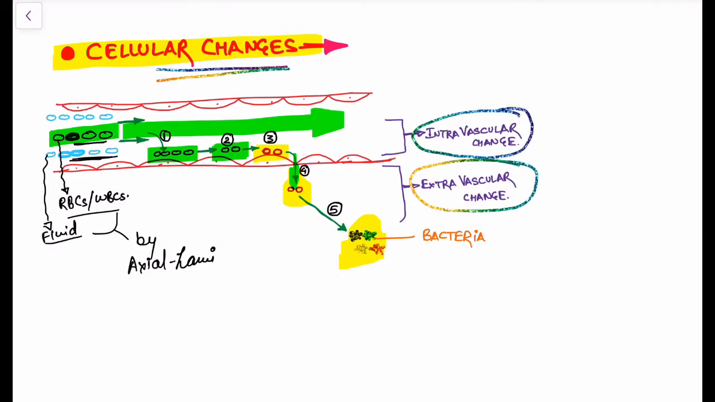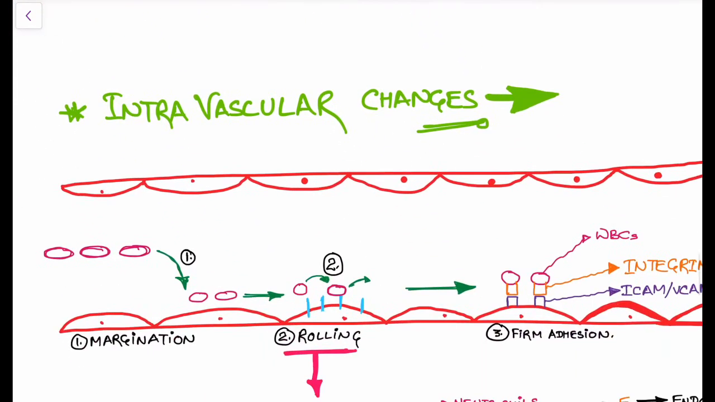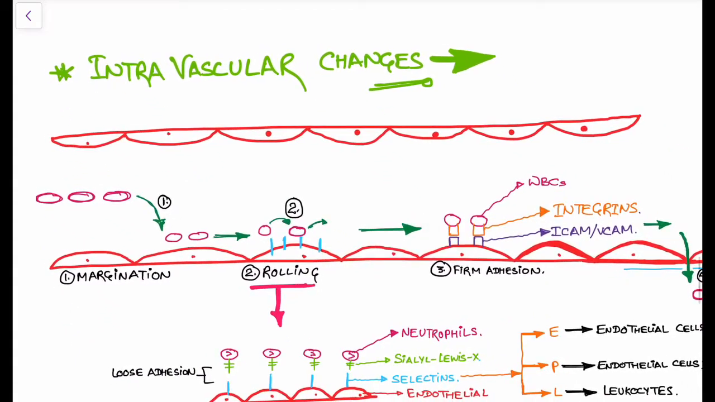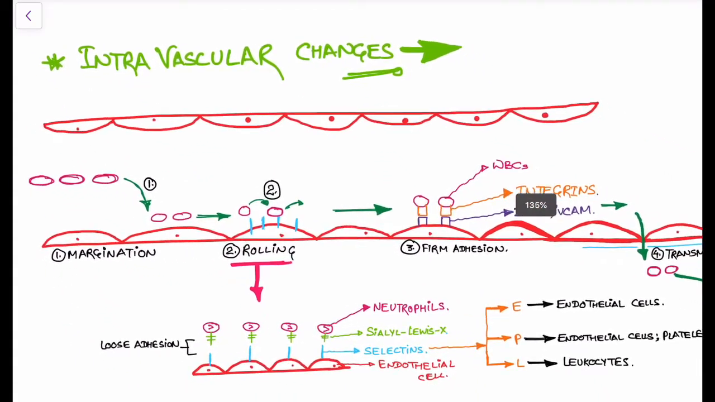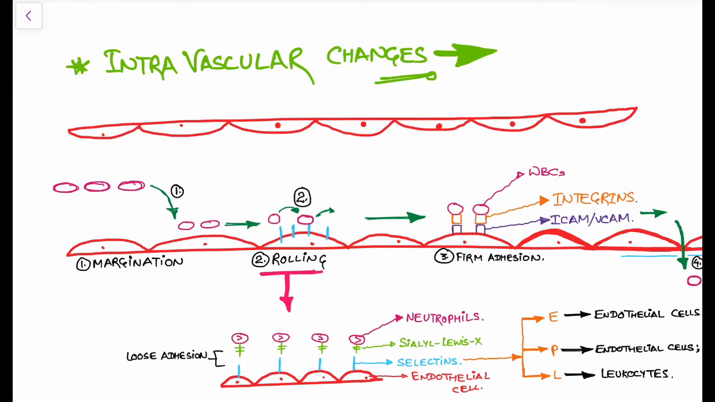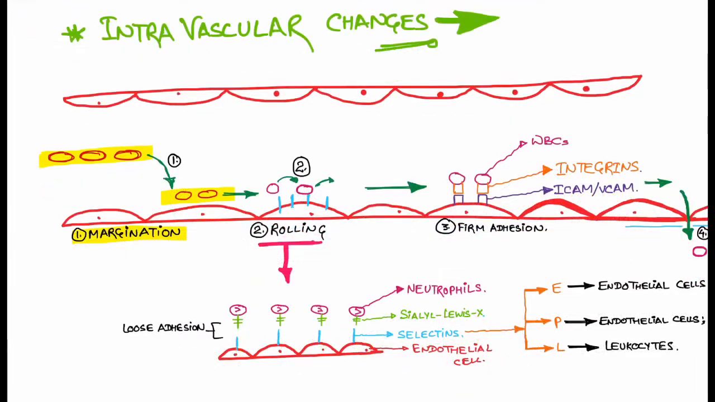So first of all, we are going to discuss intravascular changes. What is happening in the intravascular changes is, first, the WBC, which is moving in the central part of the blood vessel, will come towards the periphery, and this process is called margination. This is the first process, and the second process is rolling.